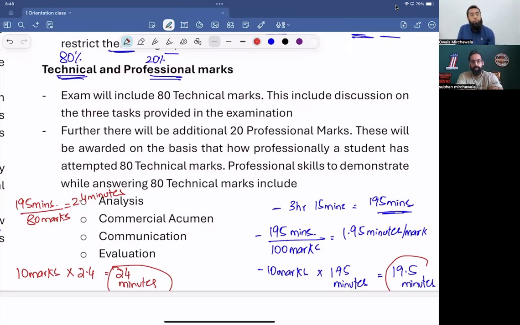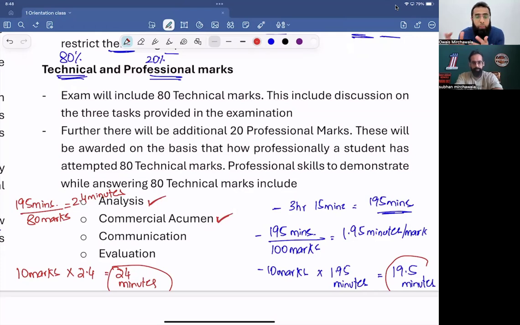So what does this mean? Every requirement which you will be attempting, you will get a 20% bonus on it if you have attempted it in a professional manner. So the total of the requirements attempted will be 80 marks. If you have answered in a professional manner, what is professional manner? Your detailed analysis, your business sense.